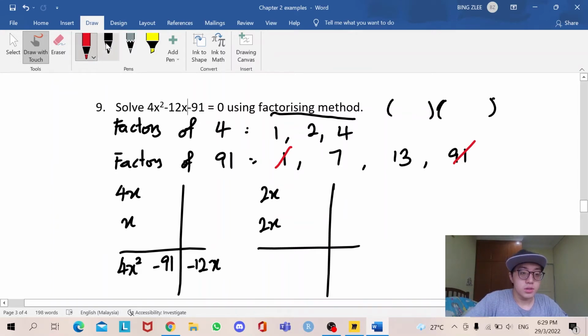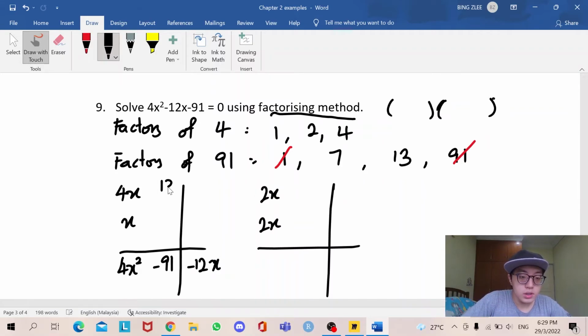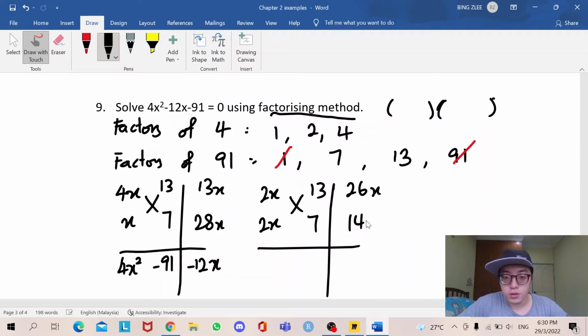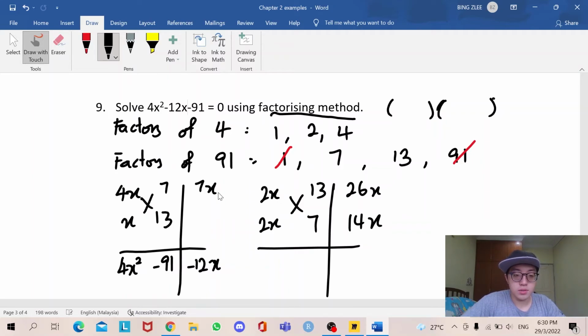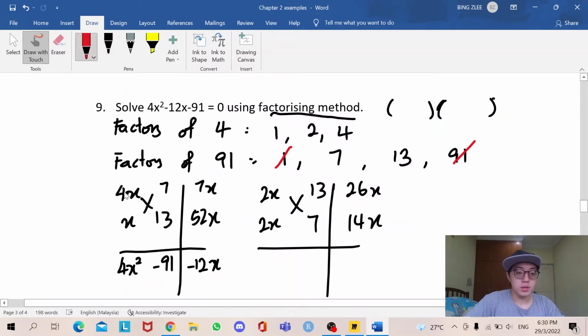So, 13, 7 and 13, 7. If we multiply this, we get 13x and 28x. And here is 26x. Remember, we need to cross multiply. 14x. If you can see here, 13 and 28x is not going to give you anywhere close to 12. So what if we try to change the orientation? We instead have 13 down here and 7 down here and 7 up here. It's going to give 7x and 52x, and it's even farther. So we can conclude that this is not what we want. So this is wrong.